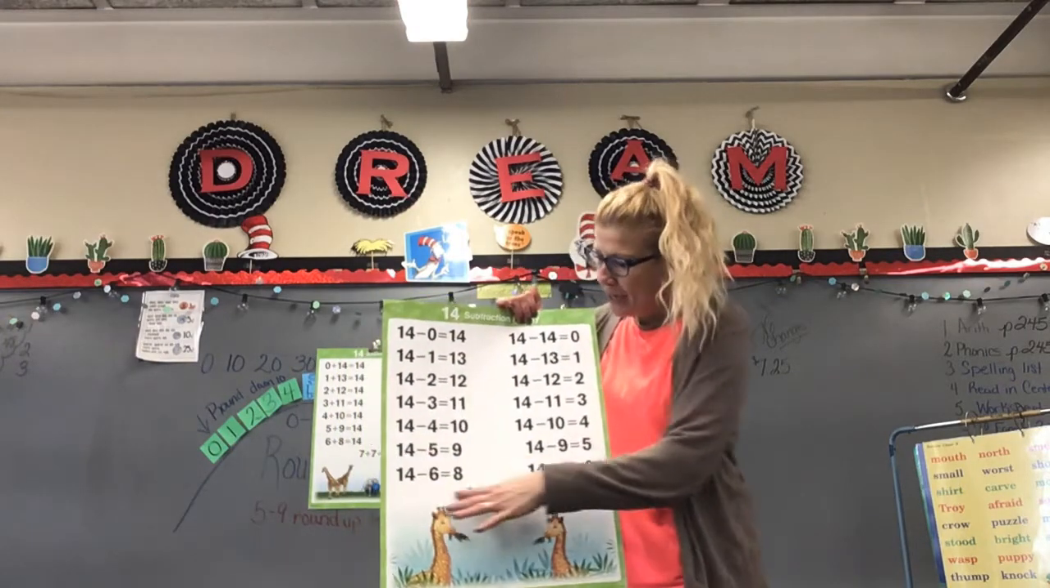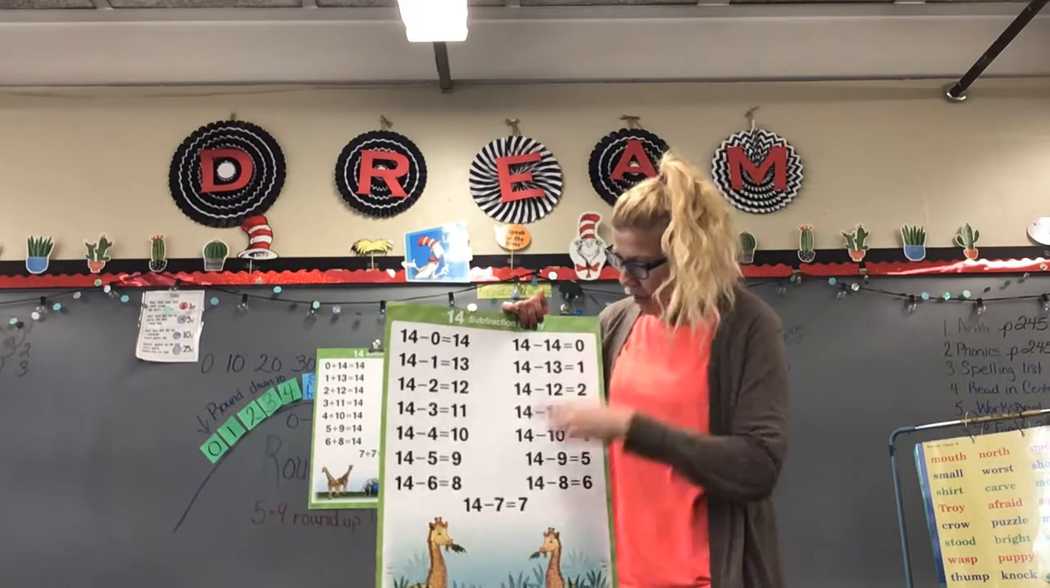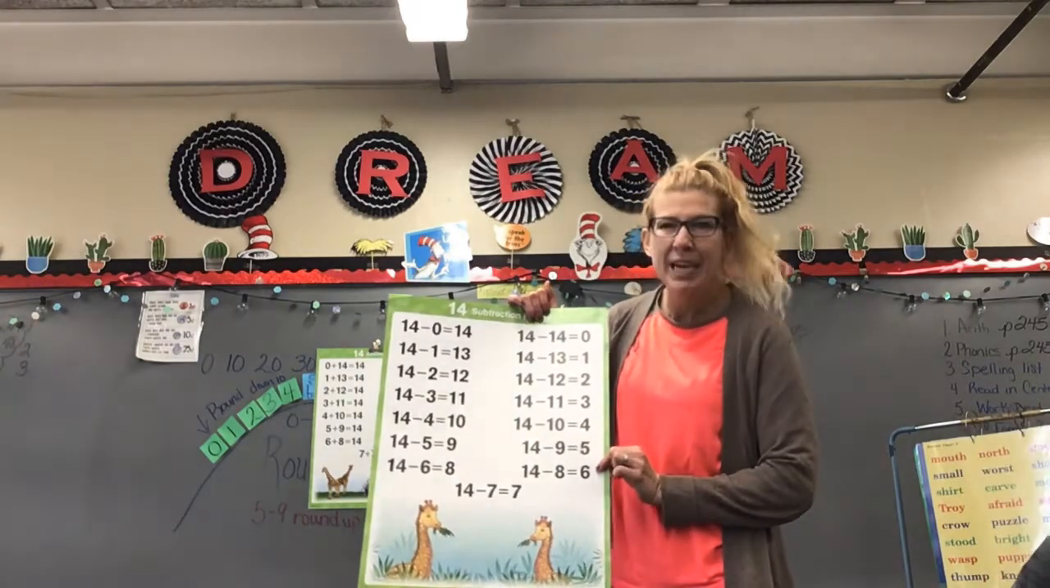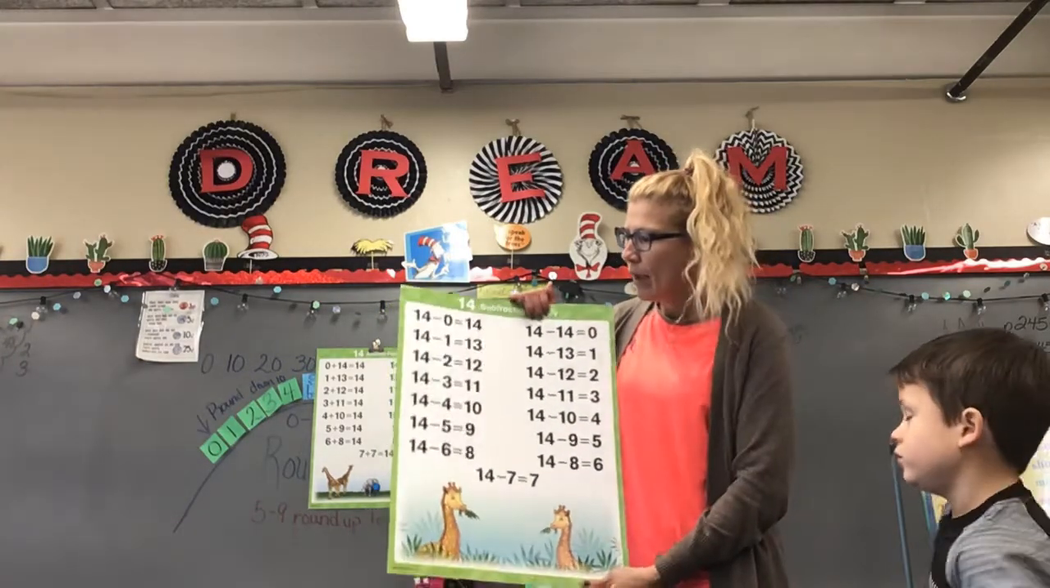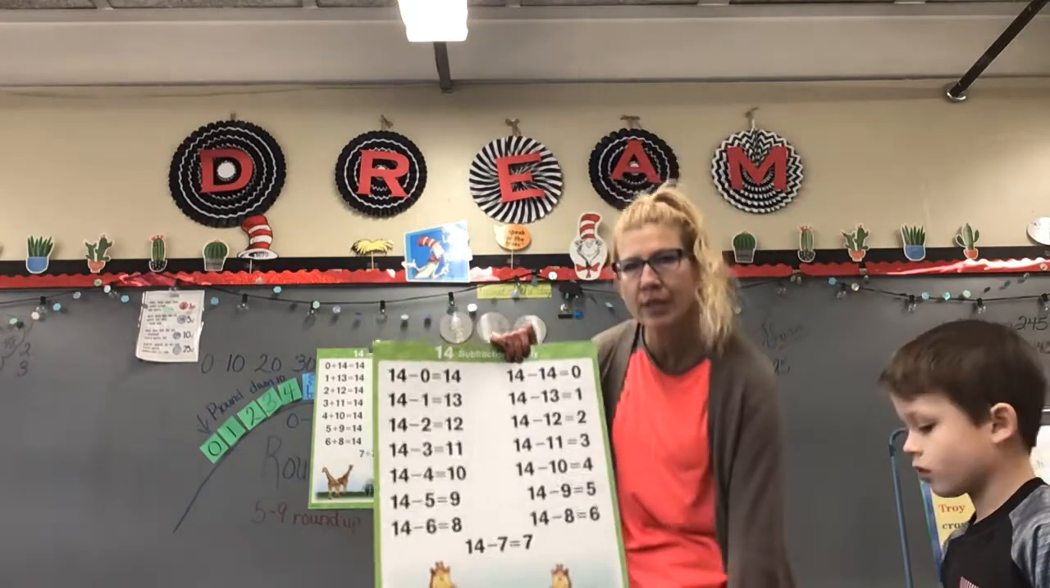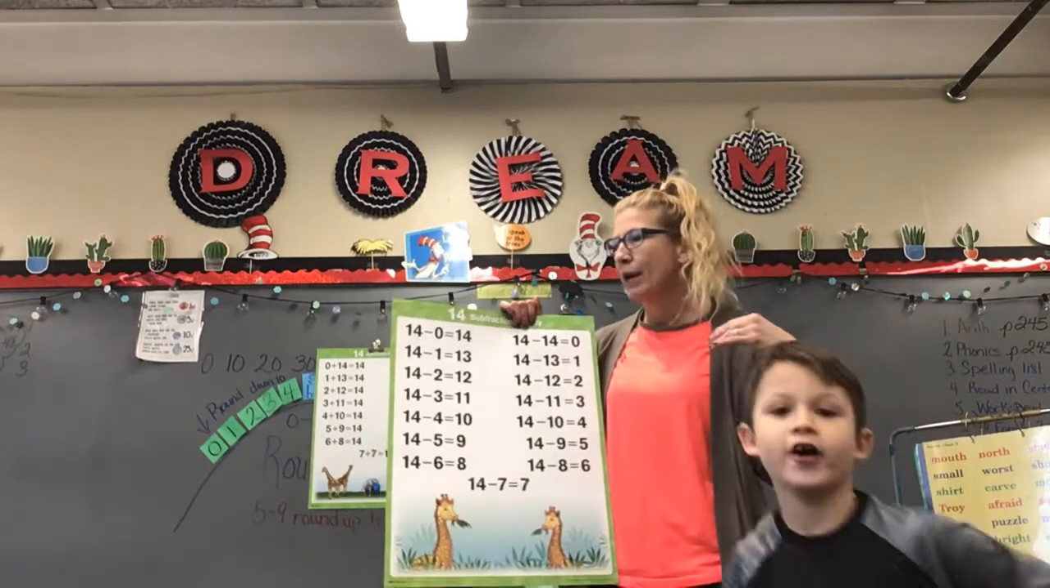Now, I'm going to hold this. We're going to add on today. We're going to add on 14 minus 8 equals 6. So go ahead and do your head, shoulders, knees, so you can do each of the motions, right?